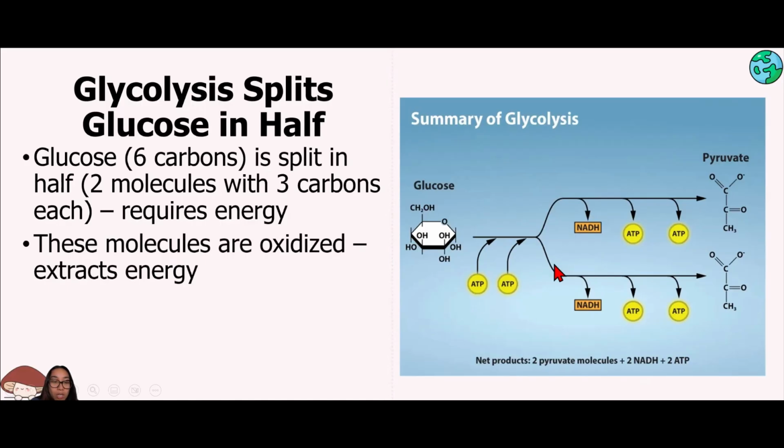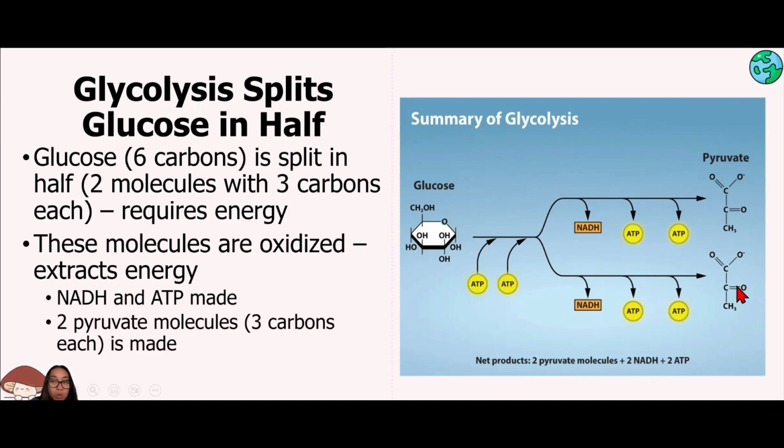Now, the molecules that come out of that get oxidized. So these two arrows up here are showing that the molecules are being oxidized and we're extracting energy, and that's why we're producing ATP and NADH. And so ATP and NADH are made, and then at the very end, you have pyruvate, two molecules of pyruvate. They both have 3 carbons each. So 1, 2, 3, and 1, 2, 3. And these are kind of the oxidized forms.